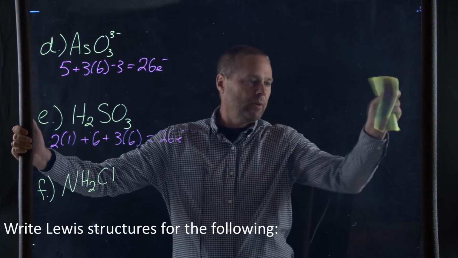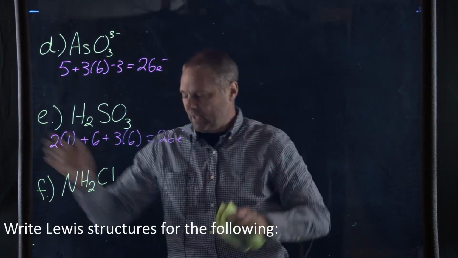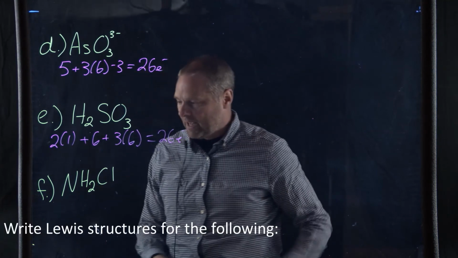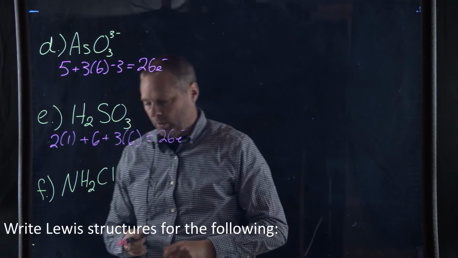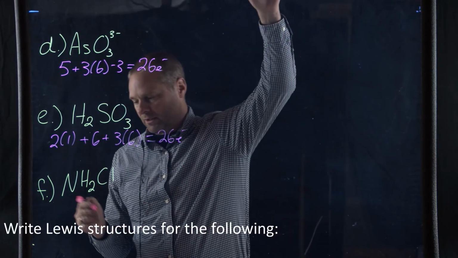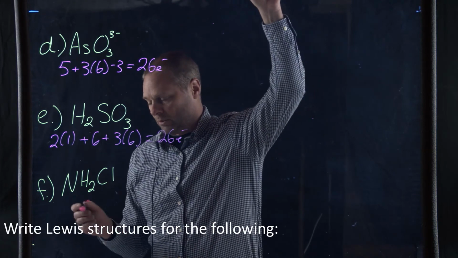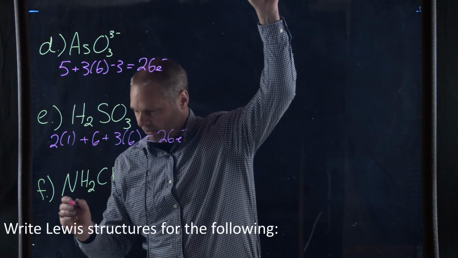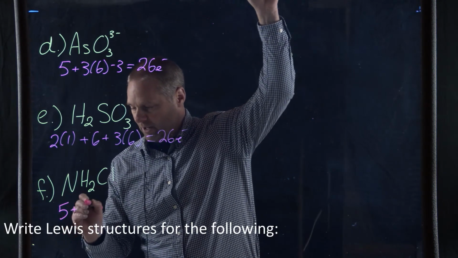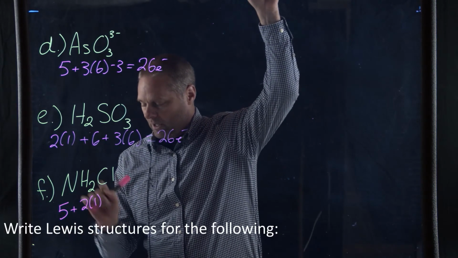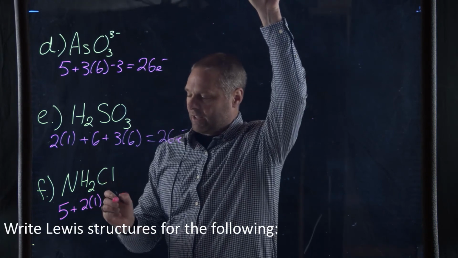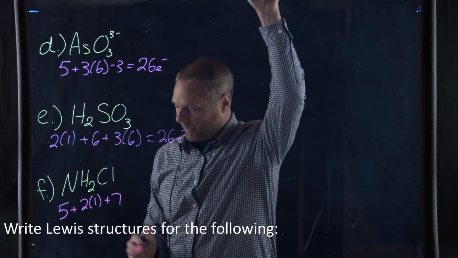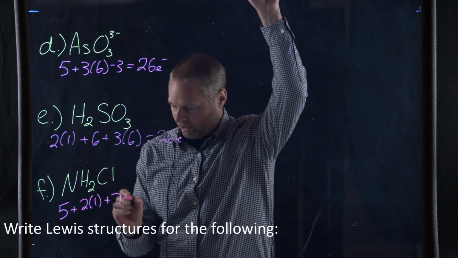And once again, what I want you to do is calculate the number of valence electrons that is going to be in chloramine. So this is chloramine. It's an inorganic molecule as well. And if we count the number of valence electrons, nitrogen has 5, plus 2 times each hydrogen has 1, plus 7. And so this is going to give us 14 electrons.